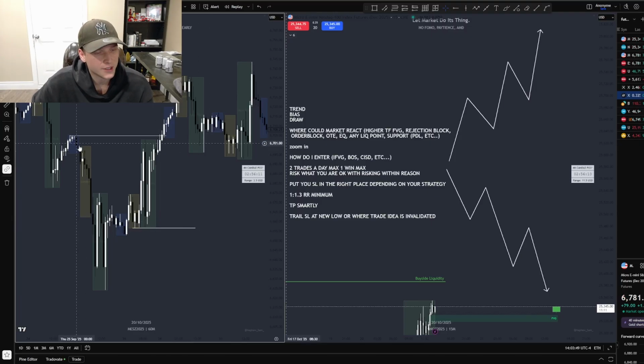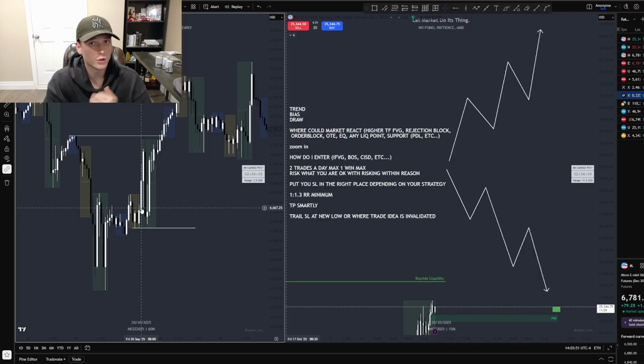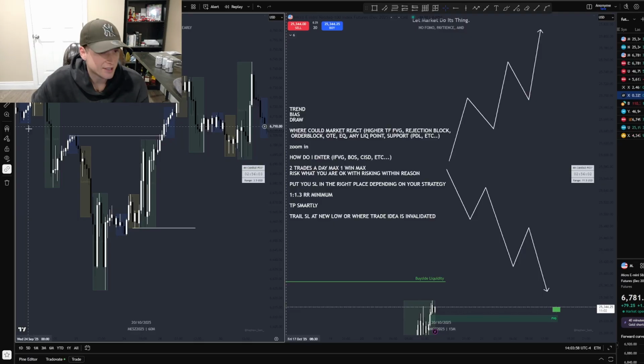These Asia equal highs. Okay, so now you have your trend. You're looking for longs only. You're in a bullish trend. Your bias is to go lower and then higher, and your draw is this thing right here, right? That we're kind of drawn towards, right?